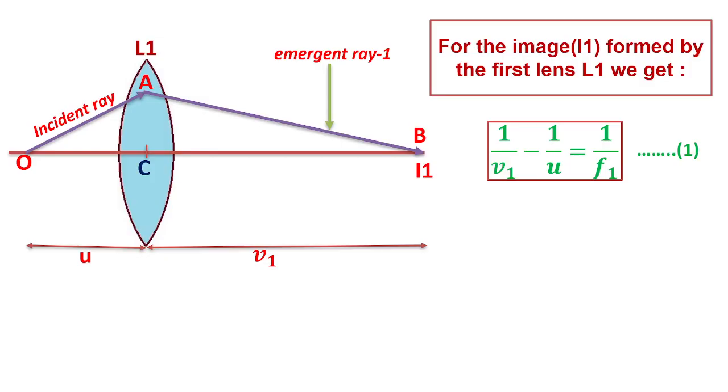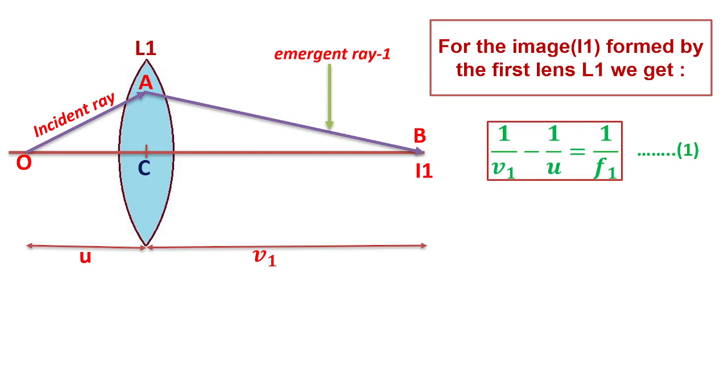So for the image I1 formed by the first lens L1, we get 1 divided by V1 minus 1 divided by U, which is equal to 1 divided by F1, that is the focal length. Suppose this is equation 1.